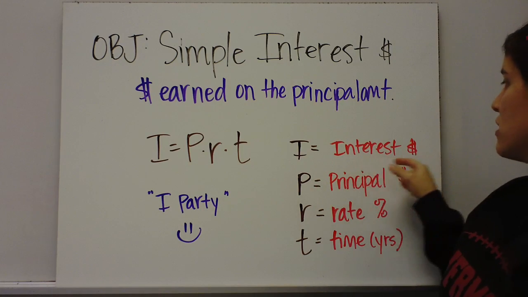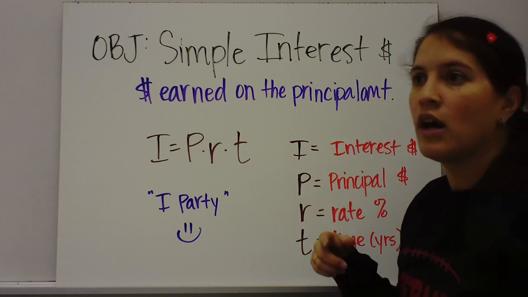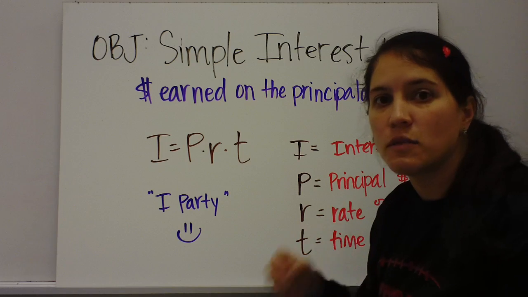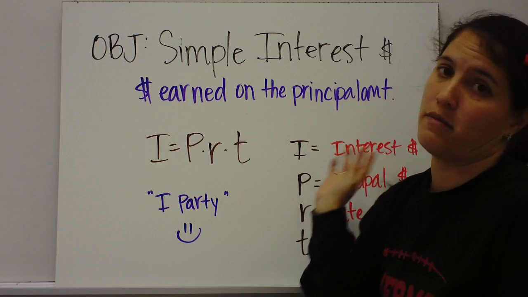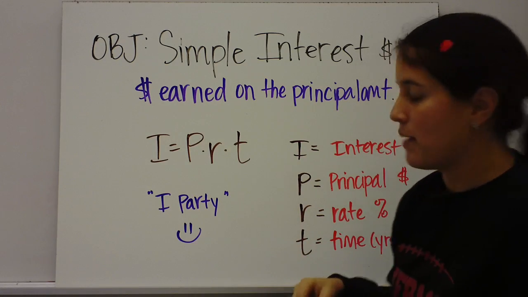I stands for interest, and so that's money. P is called principal, and that's money also. The difference between interest and principal: principal is the money that you start with, the money you deposit, or if you go to the bank and take out a loan, that is your principal amount. The interest is the money that you earn on the principal amount.